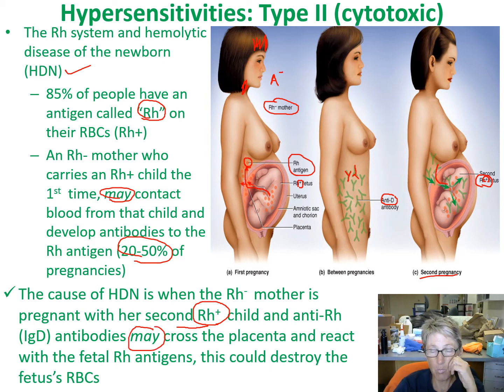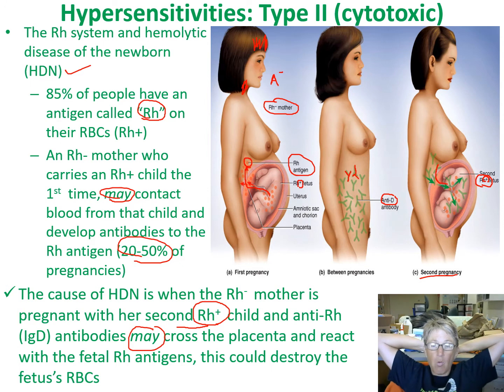And then they would react with the fetal Rh antigen. This could destroy the fetal red blood cells. So my family did this experiment. I'm the oldest of 6 kids. My mother's Rh negative. We are all Rh positive.